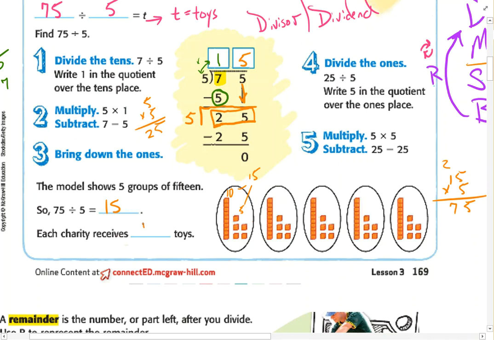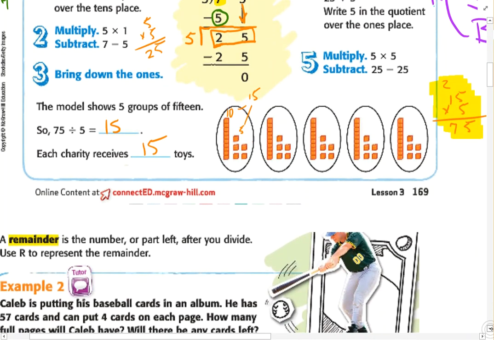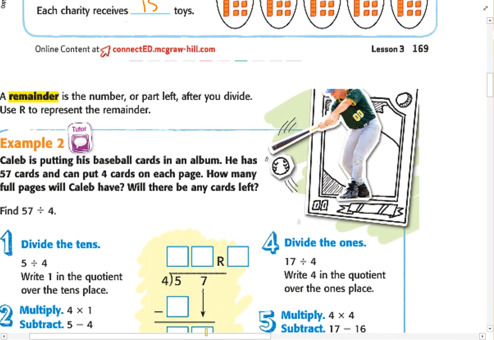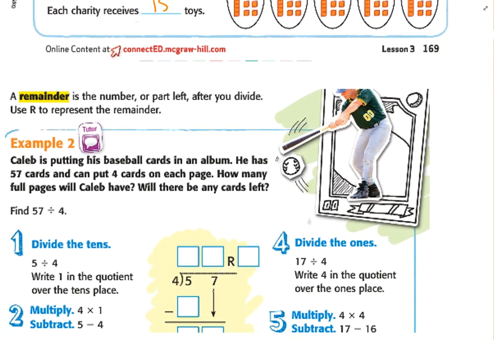And so 75 divided by 5 is 15. Each charity receives 15 toys. And this way of checking, because remember, division is the opposite of multiplication, right? That's an excellent way to check your work. Please check your work when you divide. And to check it, the easy way is to simply multiply your quotient by your divisor.